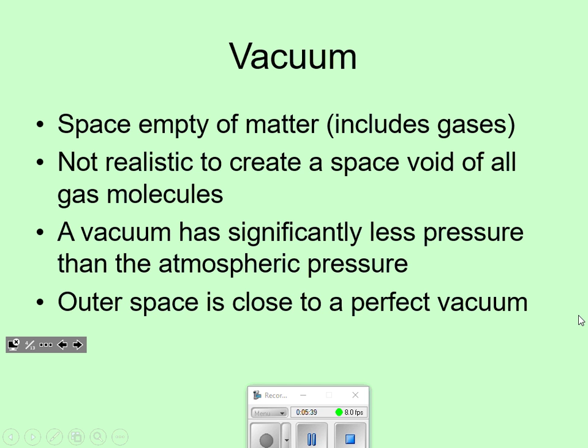Last thing I have to mention on this slide is outer space is as close as we can get to a perfect vacuum. Again, any section of outer space has a very limited amount of gas molecules around, because those gas molecules would naturally be attracted to planets, gravity, and so they'd be there instead of just floating around in space. So in outer space, a lot less pressure.